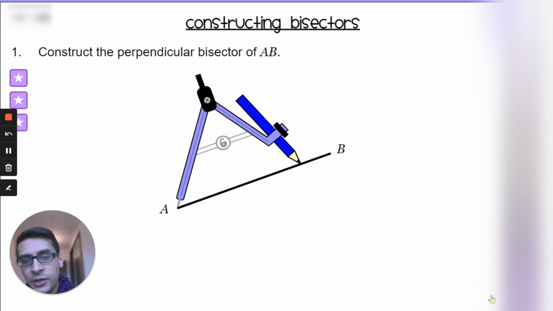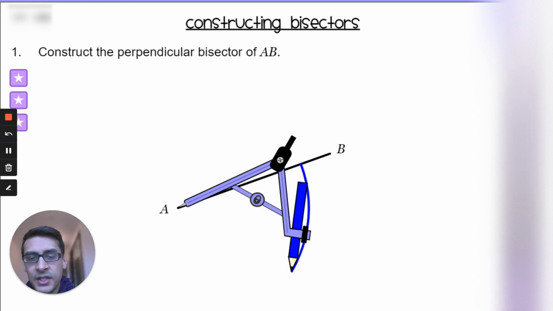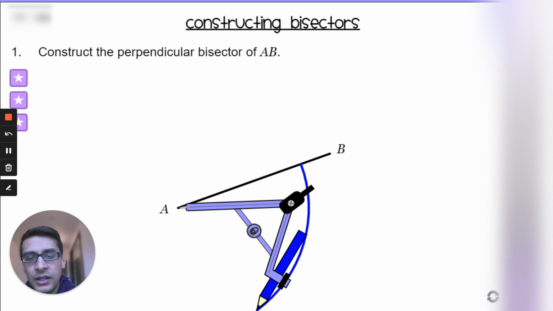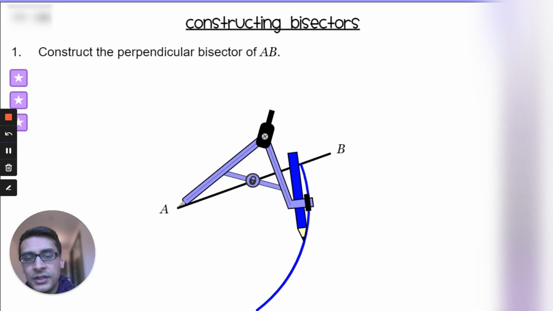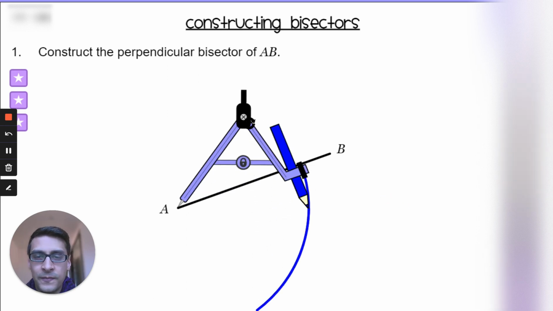And then you just make sure your compass is locked in place. Now, you don't have a fancy lock like I do, you have a digital one, so you just make sure your compass stays open at the same distance that you've opened it to. The next thing you want to do is draw an arc. So I'm now going to draw an arc here, just like this, and continue it in the other direction as well.